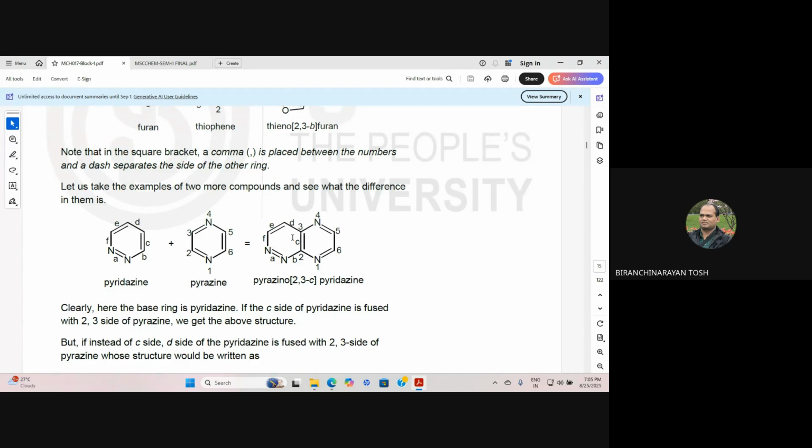So base ring is pyridazine. And at position C of pyridazine, that means this bond is fused. So it is fused at 2,3. From pyrazine we have pyrazino, and the 2,3 position is attached to the C of this one, so 2,3 and C are fused together, so 2,3-c pyridazine.